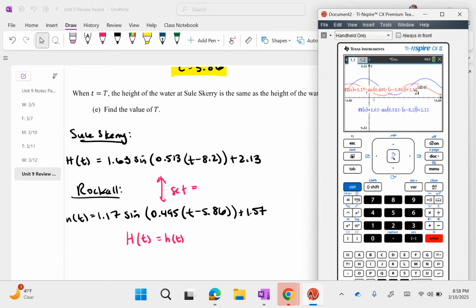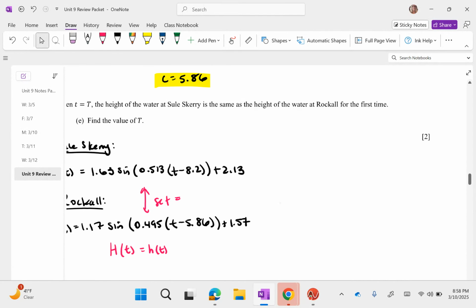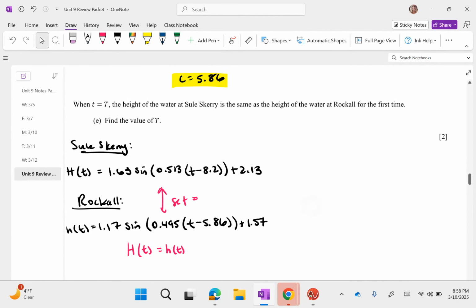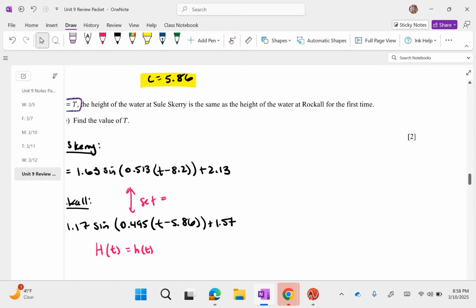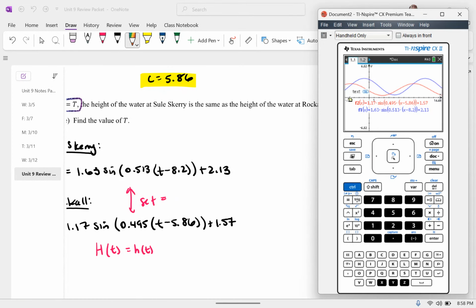All right. So now let's see, what part are we looking at on the graph? Find the height of the water at Sewell Skerry. Oh, when time is, okay. So when time is equal to some unknown time here. That's what we're trying to solve for. The height of the water at Sewell Skerry is the same as the height of the water at Rockall for the first time. So remember, time started at 0. So let's back this guy up to 0, and then we're going to see the first time that these guys cross.